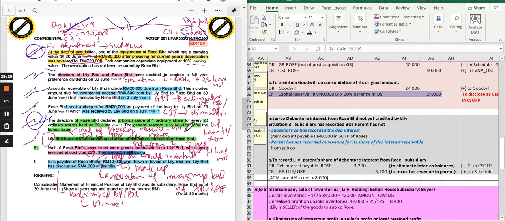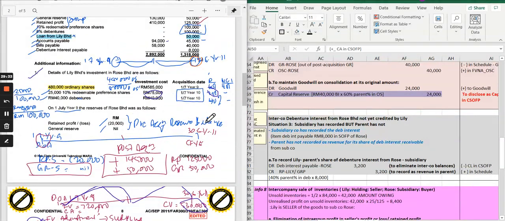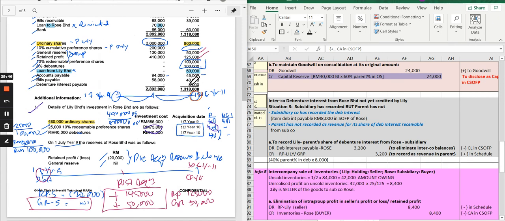So the parent only has the right to take the income or credit the income if the parent acquires the debenture. Here the parent acquires 40% based on our calculation earlier. So if the parent acquired 40% of the debenture, the parent also has the right to the share of debenture interest of the subsidiary. The subsidiary has already recorded this earlier, before we do the adjusting entry here. So that has already been debited in the retained profit of the subsidiary. We do not need to debit anymore.